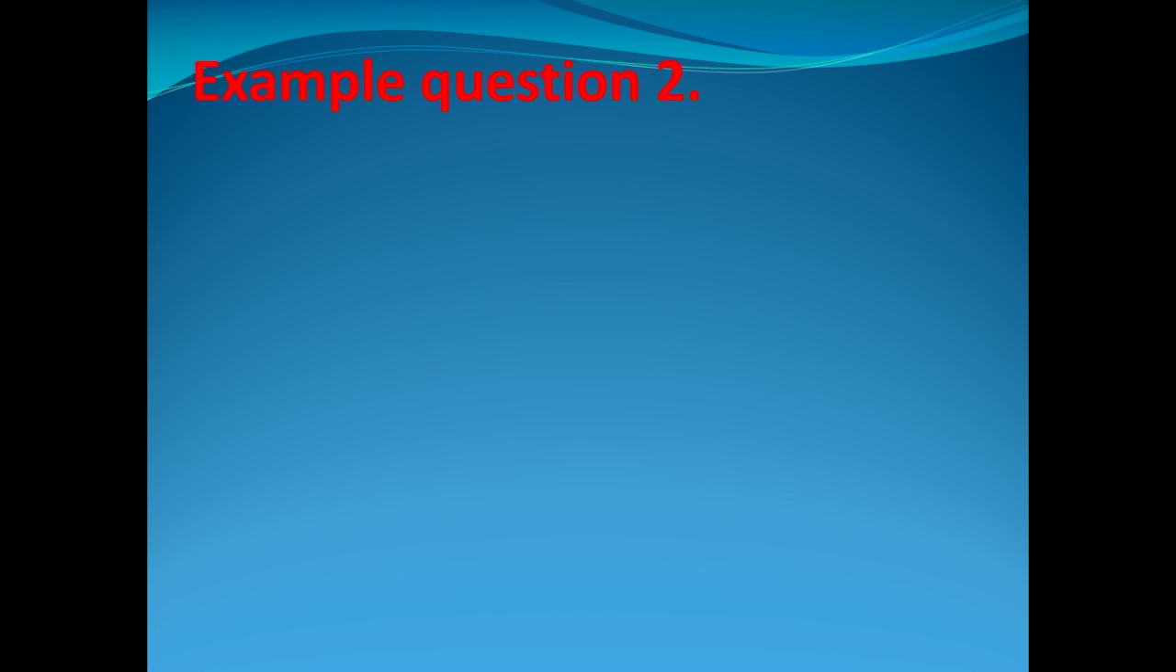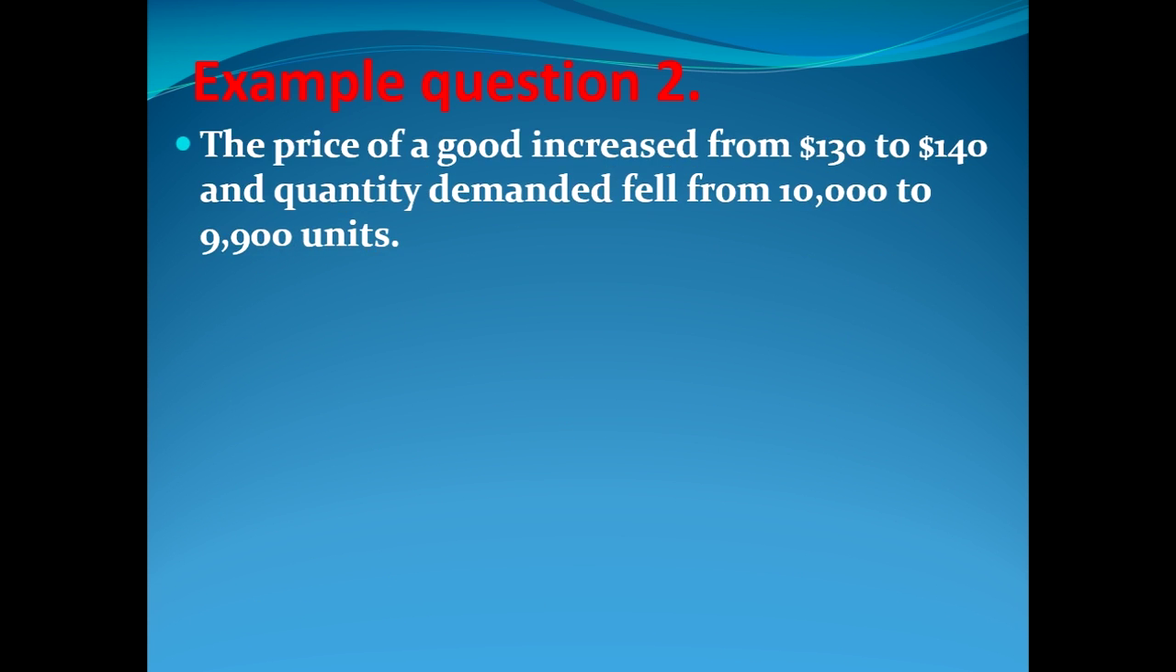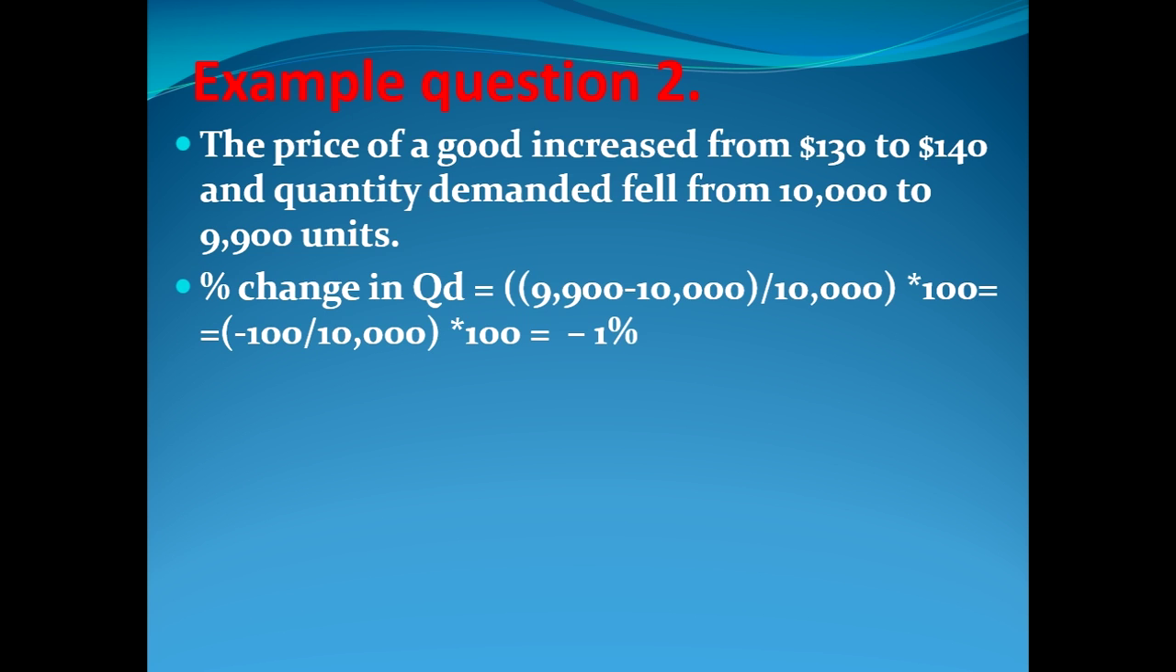Let's have a look at another example. Example question number 2. The price of a good increased from $130 to $140, and quantity demanded fell from 10,000 to 9,900 units. We should calculate the value of PED. So, first of all, we should calculate the percentage change in quantity demanded. How can we do this?